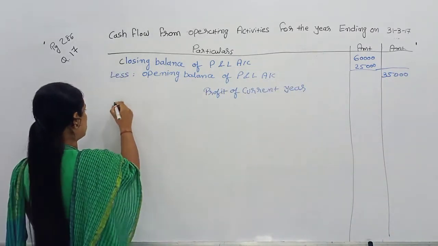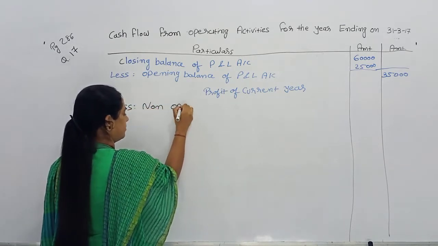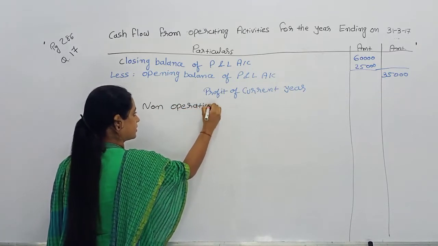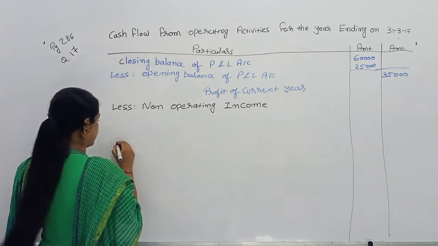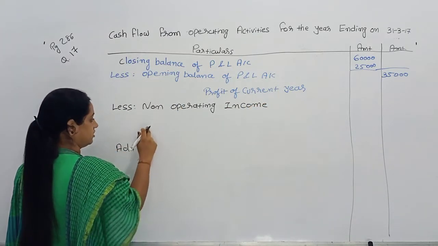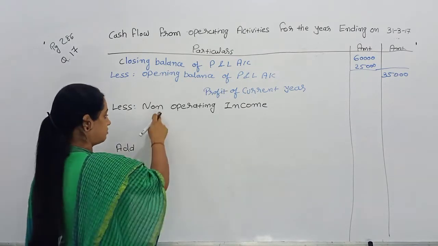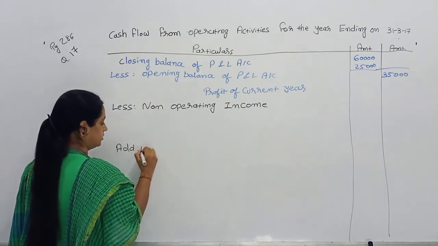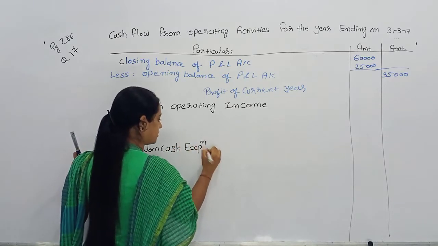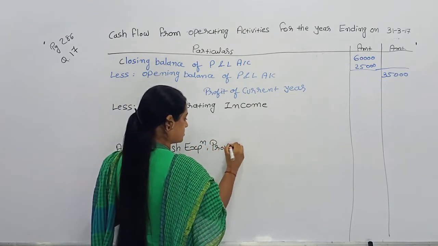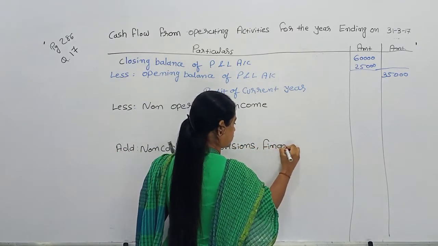Then from that we have to less non-operating income, and from that we have to add. Here you have to give 3-line space. After writing non-operating income you have to give 3-line space, then write add: non-cash expense, provisions and financial expense.